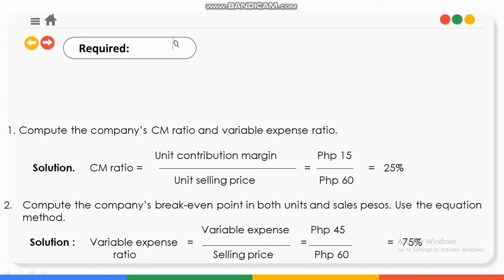So, second is compute the company's break-even point in both units and sales pesos. Use the equation method. So, yung pag-compute ng variable expense ratio is equals to variable expense over selling price. So, yung variable expense dun sa given is 45 pesos, tas yung selling price is 60 pesos. So, 45 pesos divided by 60 is equals to 75%.